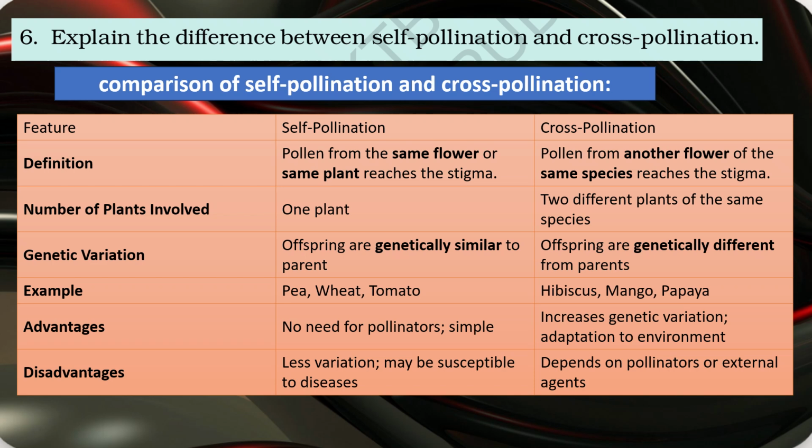Genetic variation: in self-pollination, offspring are genetically similar to parent; in cross-pollination, offspring are genetically different from parents. Examples: self-pollination: pea, wheat, tomato. Cross-pollination: hibiscus, mango, papaya. Advantages: self-pollination, no need for pollinators, simple. Cross-pollination increases genetic variation and adaptation to environment. Disadvantages: self-pollination, less variation, may be susceptible to disease. Cross-pollination depends on pollinators or external agents.